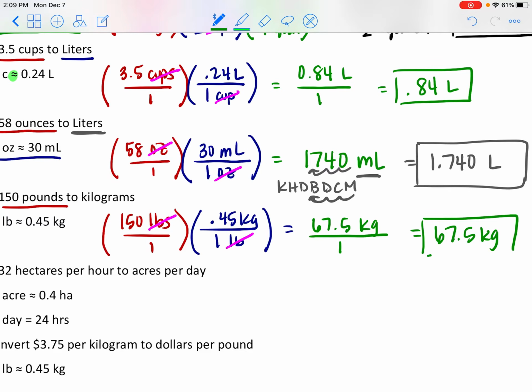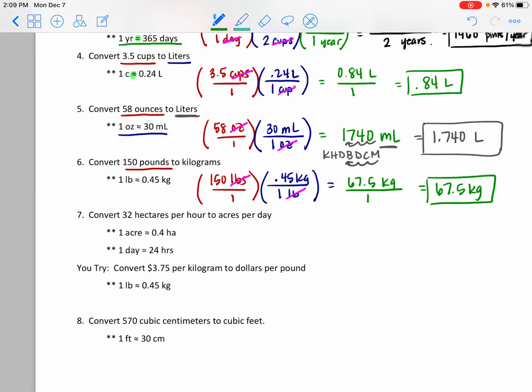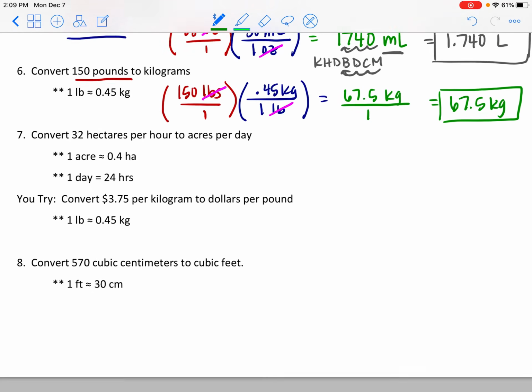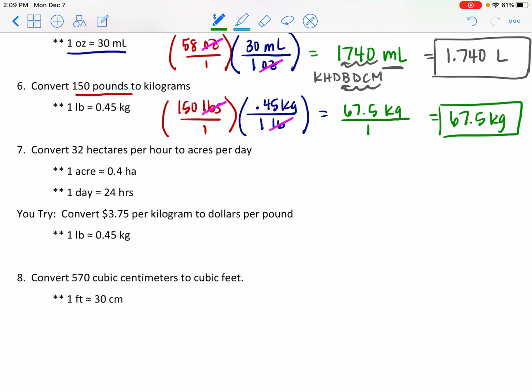Well, looking at this, I think I might like my weight a little better in the metric system than in our standard system. Okay. Next one, convert 32 hectares per hour to acres per day.